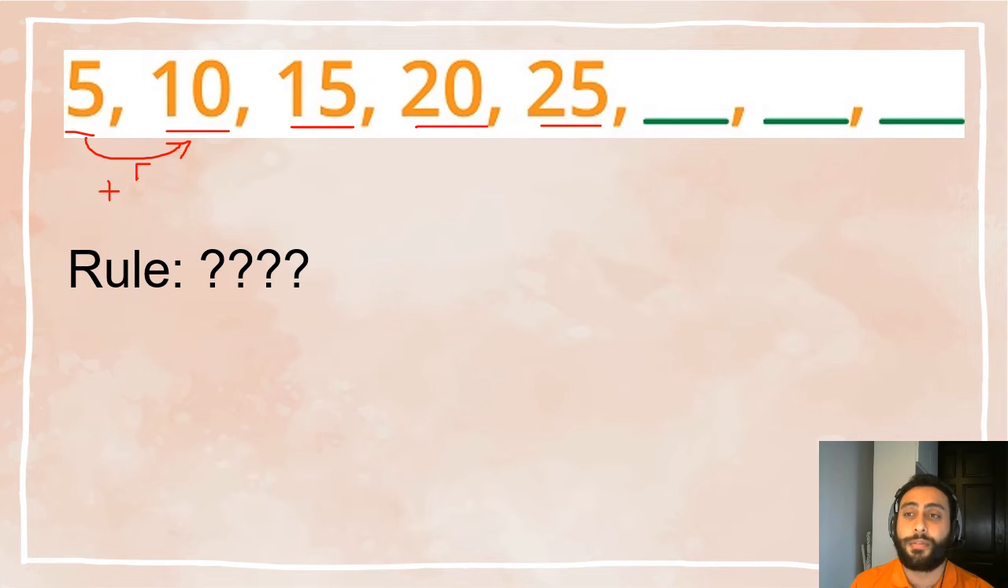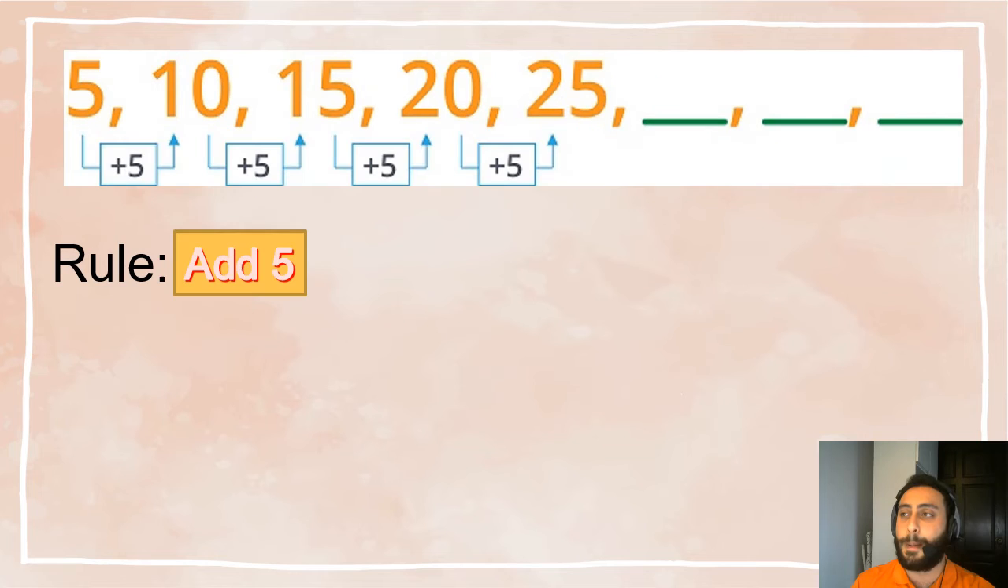Plus 5. Add 5. Next, what happens? Plus 5. So we know that when we want to go to the next one, we just have to add 5. So 25 plus 5 is 30. Let's see. Yeah, see, we were correct. These are the rules. Plus 5, plus 5, plus 5.